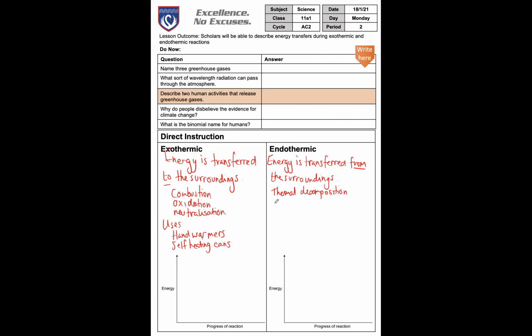If we move over to endothermic again, an example of a reaction that's endothermic would be thermal decomposition. And also citric acid and sodium hydrogen carbonate. And a use for this reaction could be in sports injury packs. So if you were to sprain your ankle, you could put one of these packs on, start the chemical reaction, and because it's transferring energy from the surroundings, it will cool down, it will feel cold.